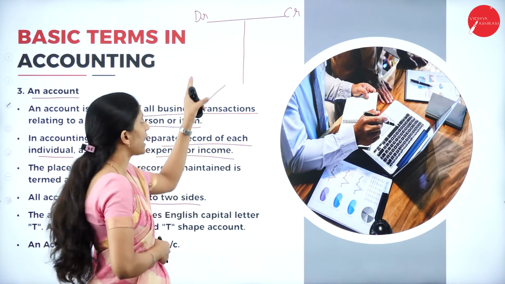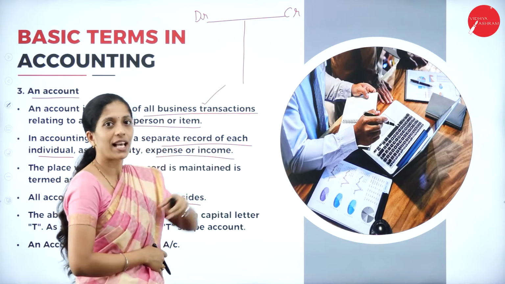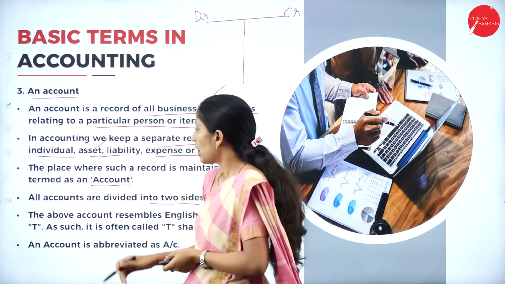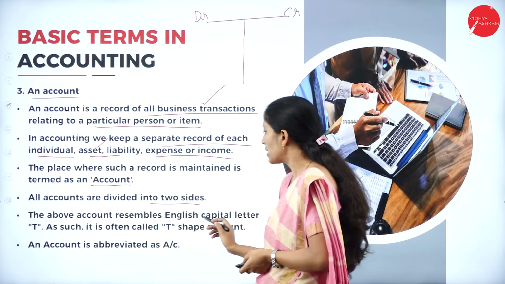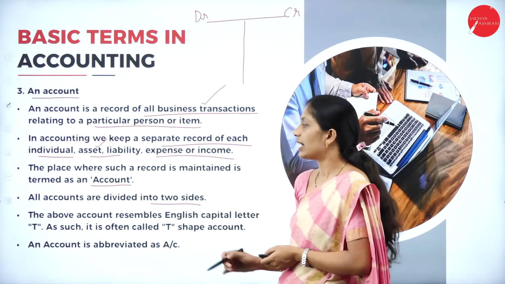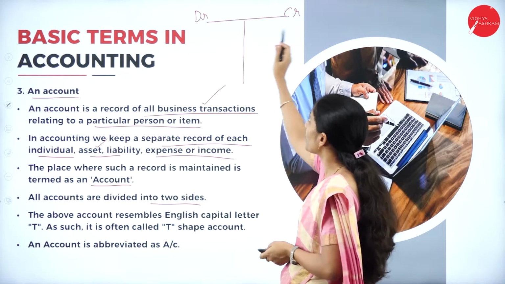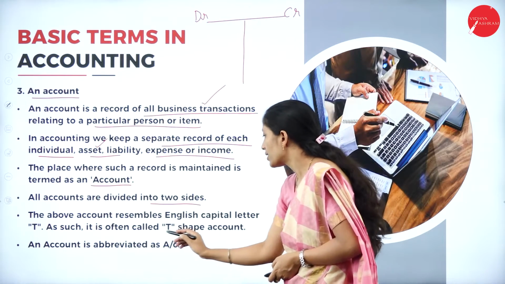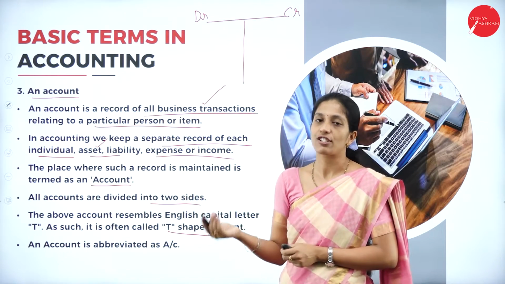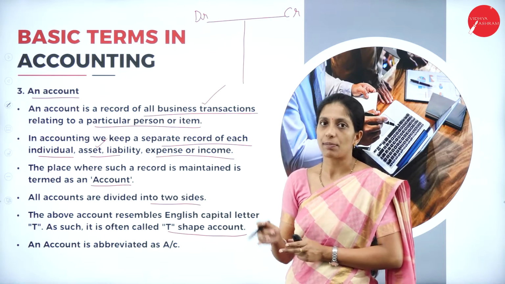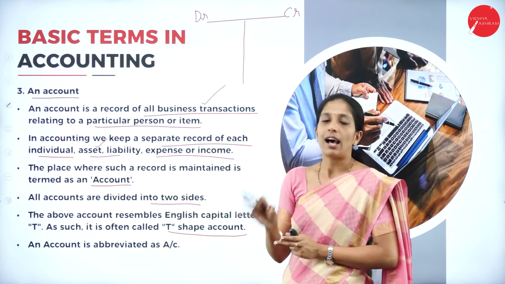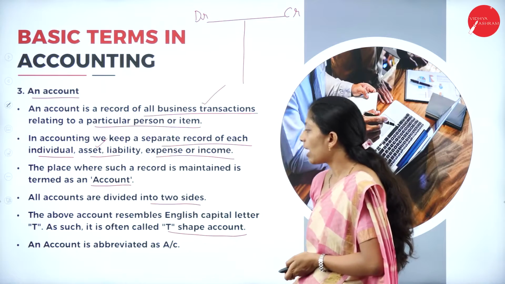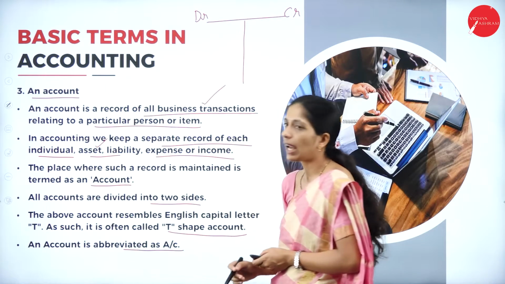As I told you, it has two sides: one is the debit side and the other is the credit side. The account resembles the English capital letter T. As such, it is often called a T-shape account, because it resembles the alphabet T. An account is abbreviated as A/C.